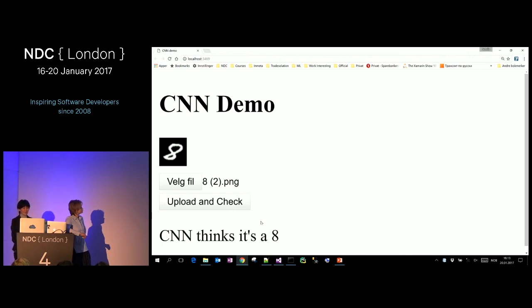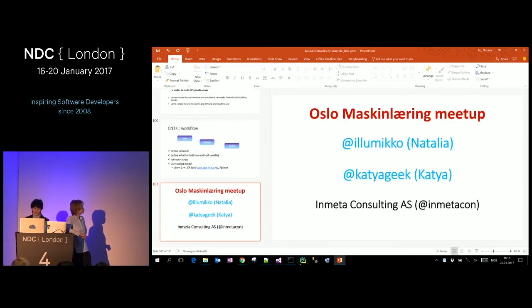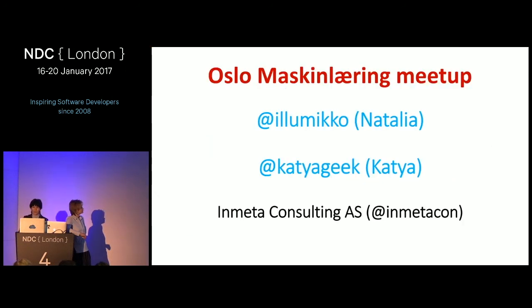And that's basically how simple it is to create your own deep network and to train and run it and then call it from your code. It's very simple. So that was our demo. Thank you. And that was it for the talk, actually.